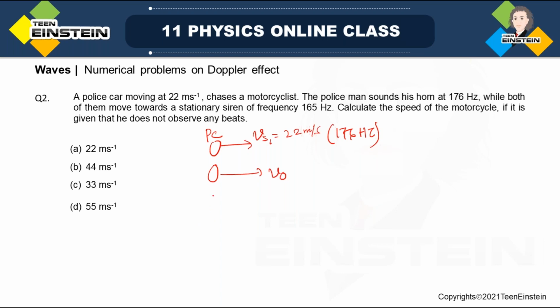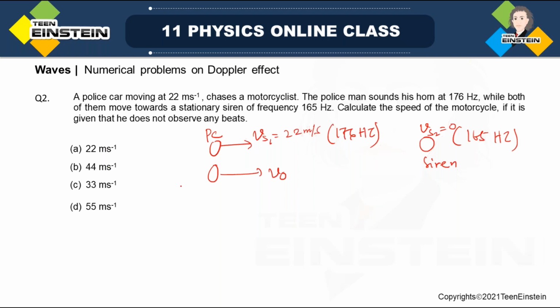Now another situation, suppose both of them are moving towards a stationary siren, which is actually emitting a sound of frequency 165 hertz, and this source too has velocity 0, stationary. You have to find out the speed of the motorcycle if the motorcyclist does not hear any beat.